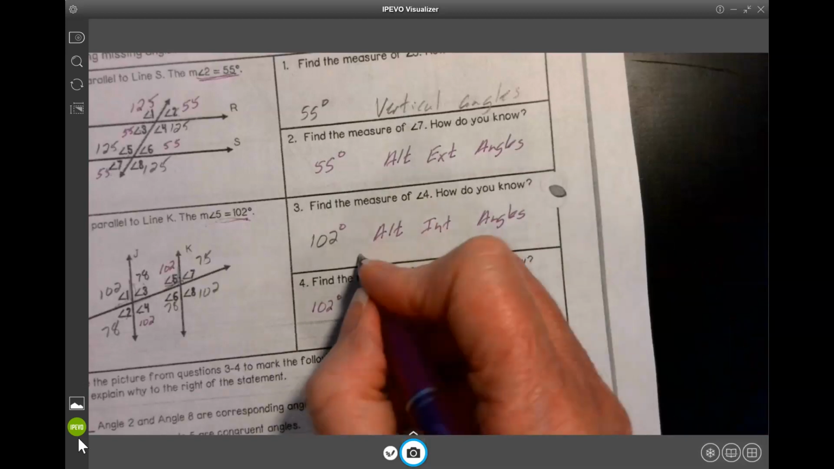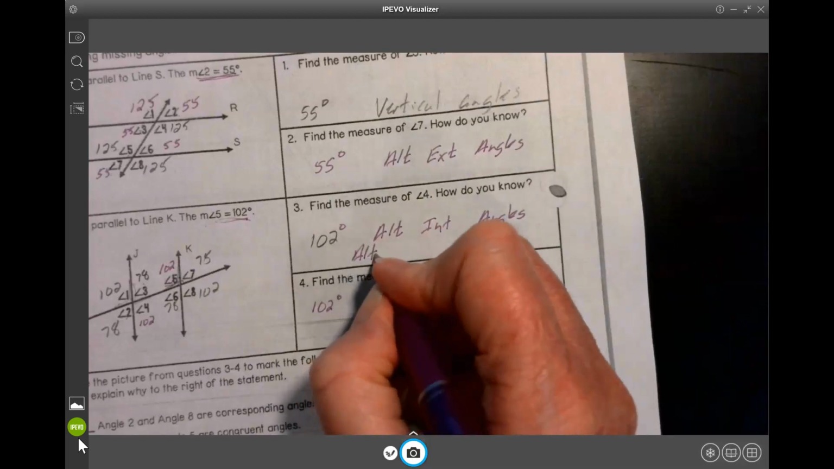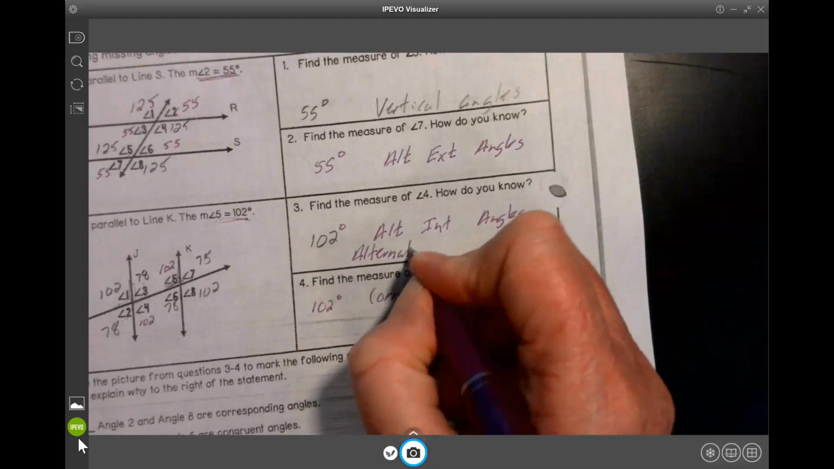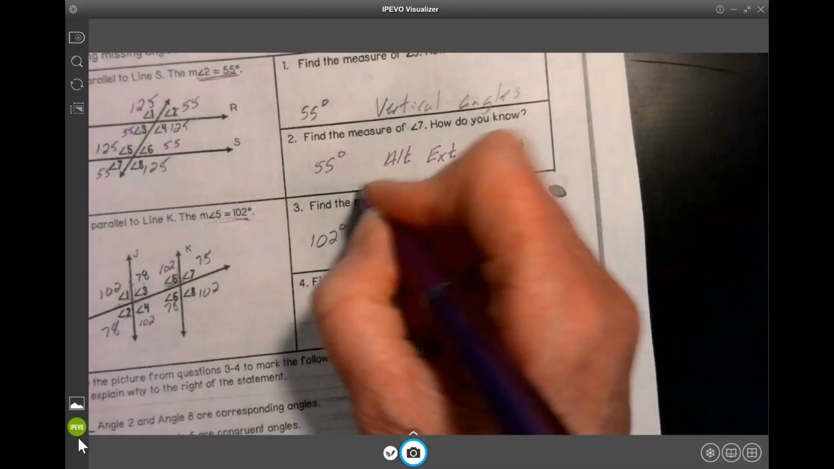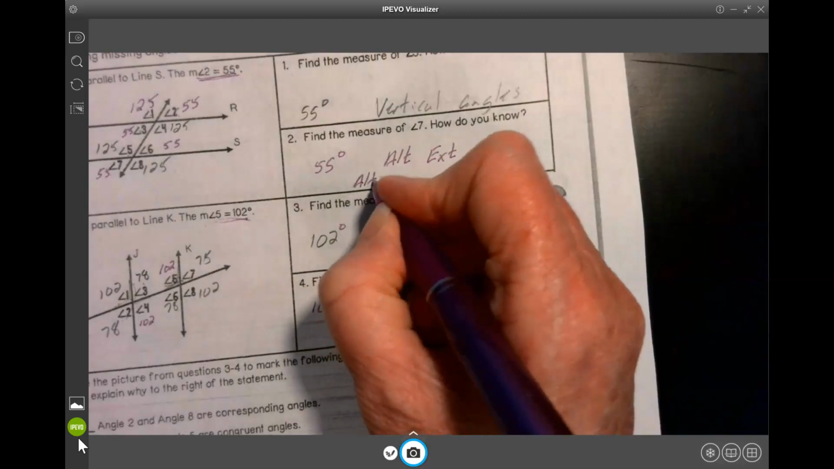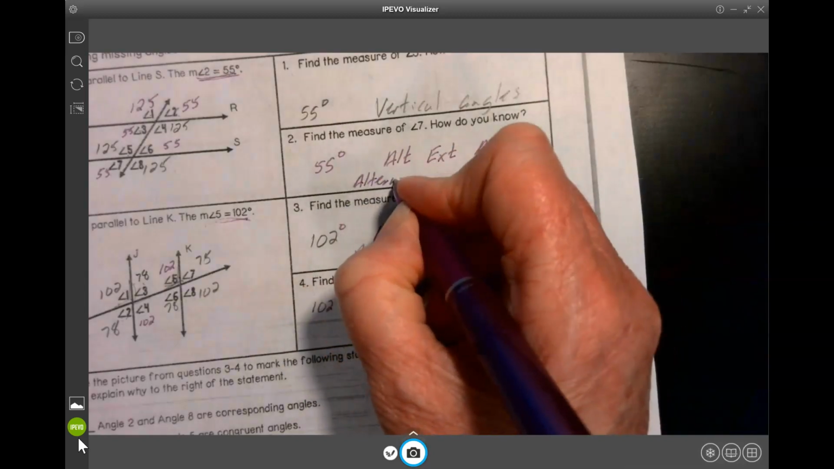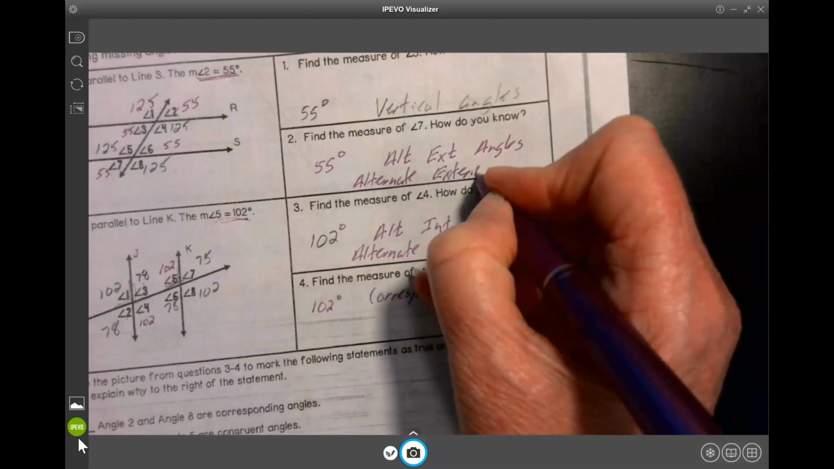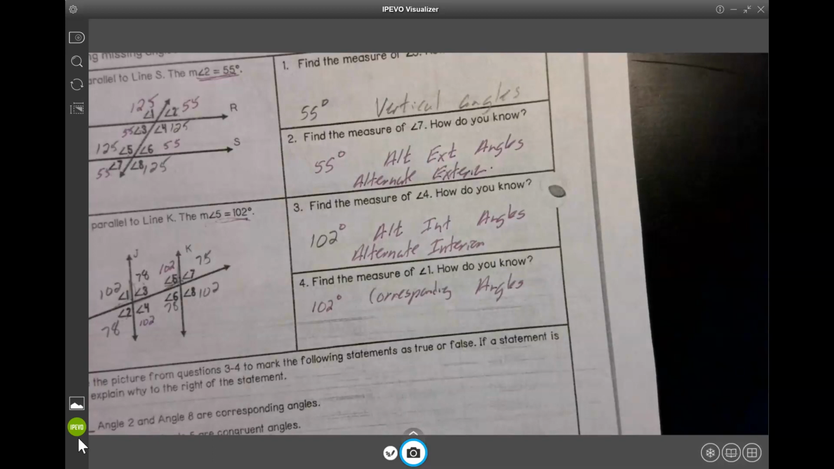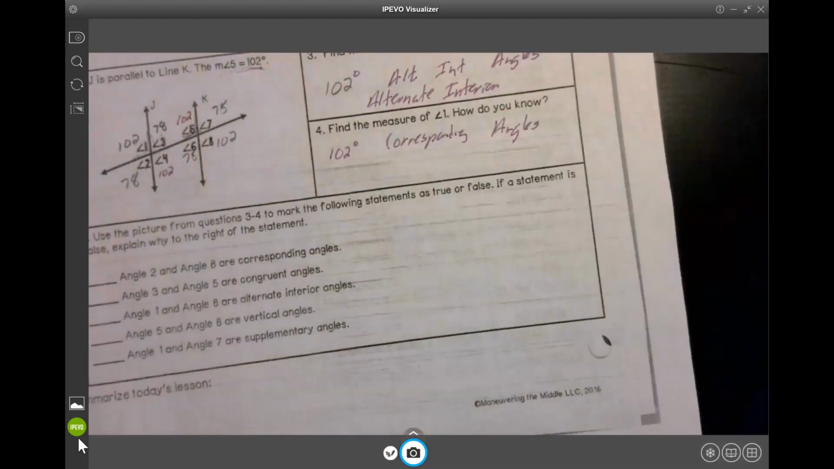And I'm going to go back up and write out what these words are, because they're still new to you. Alternate, I'm shortening them, and I shouldn't yet. Alternate interior, and these are alternate exterior. Alternate. Okay? Good. So now we have more questions.